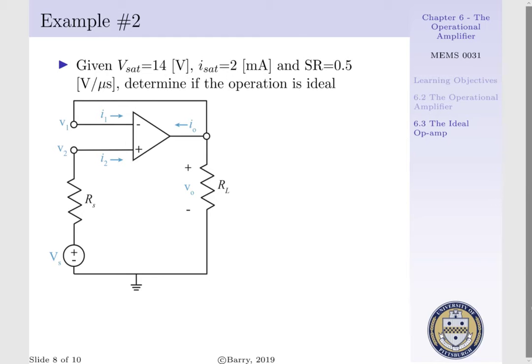In example 2, we are given our saturation voltage, our saturation current, and our slew rate, such that our saturation voltage is equal to 14 volts, our saturation current is equal to 2 milliamps, and our slew rate is equal to 0.5 volts per microsecond. And we want to determine if our operational amplifier obeys our linear assumptions and can be treated as an ideal op-amp.